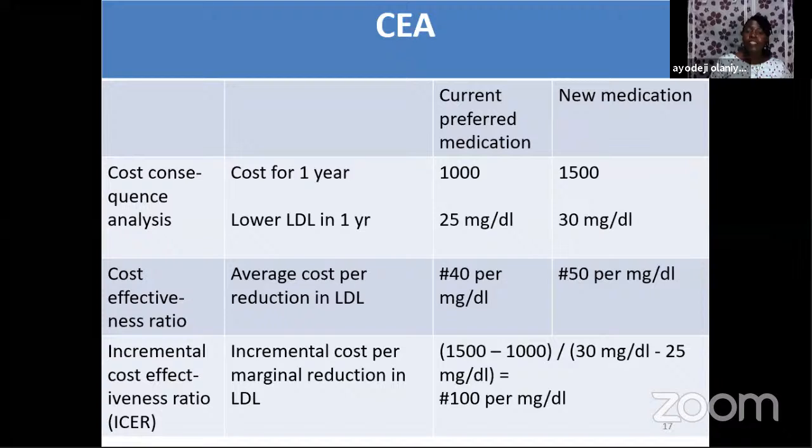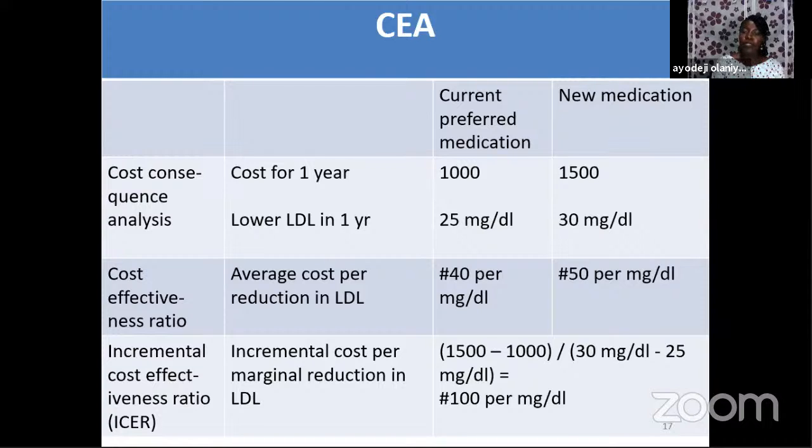So in a year, the outcome after using simvastatin, that's the current preferred medication, we have 25 milligram per dl of cholesterol being lowered, while the new medication lowers the low density lipoprotein by 30 milligram per dl. If the result is being presented like it is in this second row, then it is referred to as cost-consequence analysis. But to calculate further, the cost effectiveness ratio would divide the cost of using that particular drug for 1 year by the outcome.